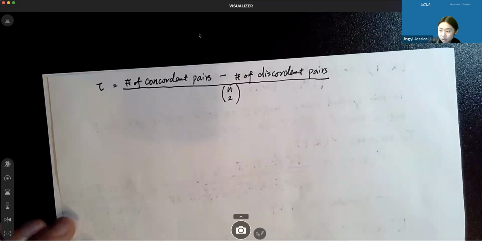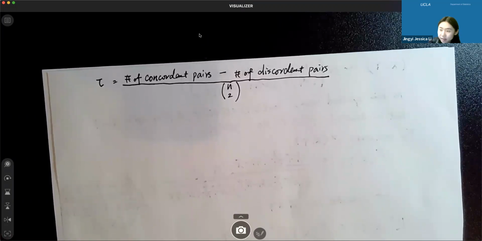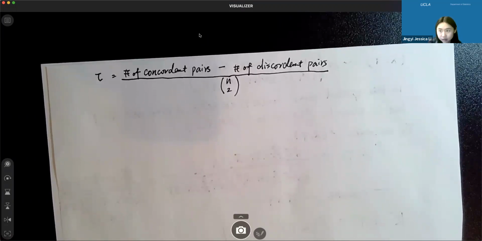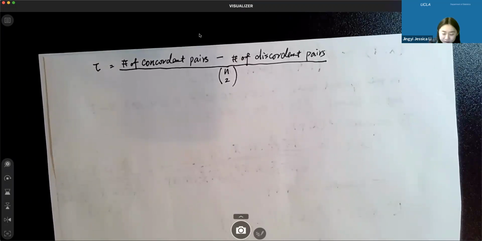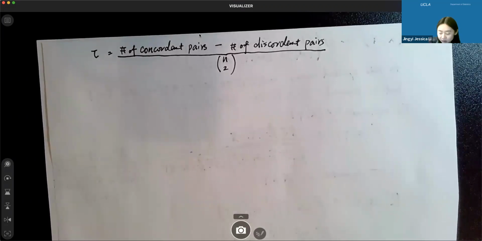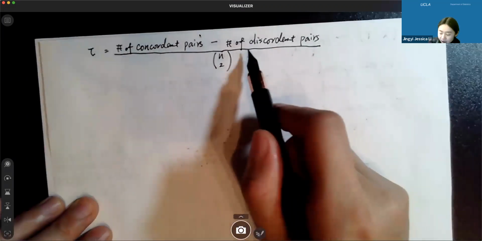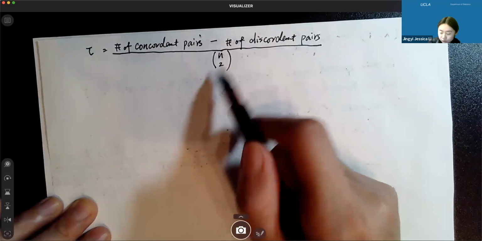And also when the relationship is monotone decreasing, right? Then when xi is greater than xj, yi is less than yj, and there's no tie, in that case you will only have discordant pairs, N choose 2 of them.